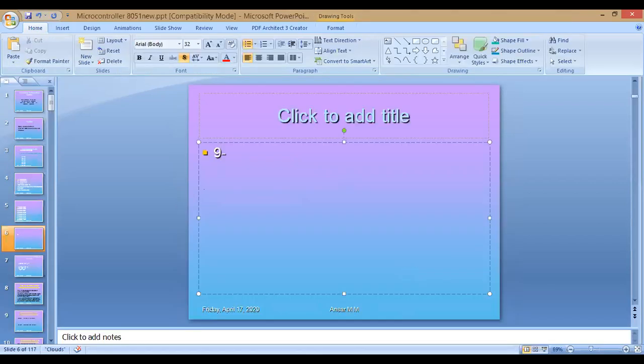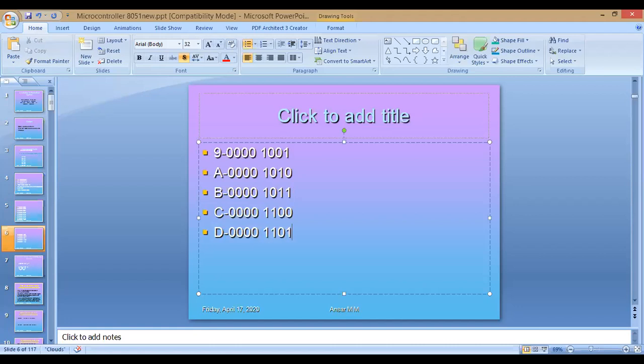Then 9, 1001, then A, 1010, then B, 1011, then C, 1100, then D, 1101, then E, 1110, then F, 1111.